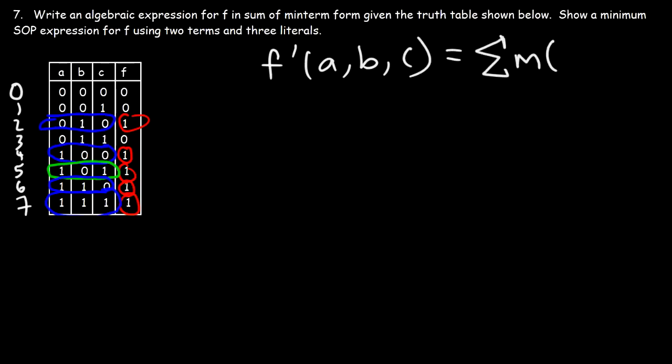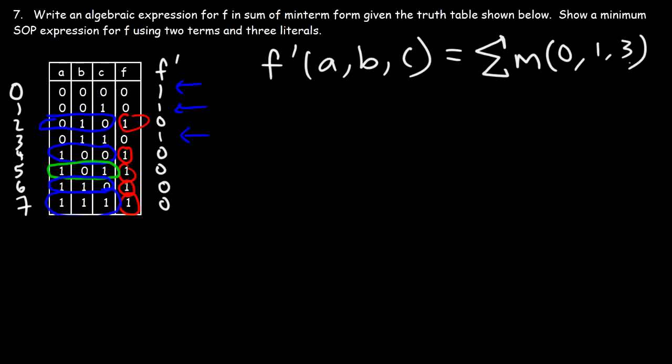Now we need to know what the numbers are. But first, let's write down the column for f prime. So when f is 0, f prime is 1. And when f is 1, f prime is 0. Now notice that f prime is 1 for the numbers 0, 1, and 3. So those numbers we're going to put here. Basically, these are the numbers that we didn't use for f. So 0, 1, and 3.